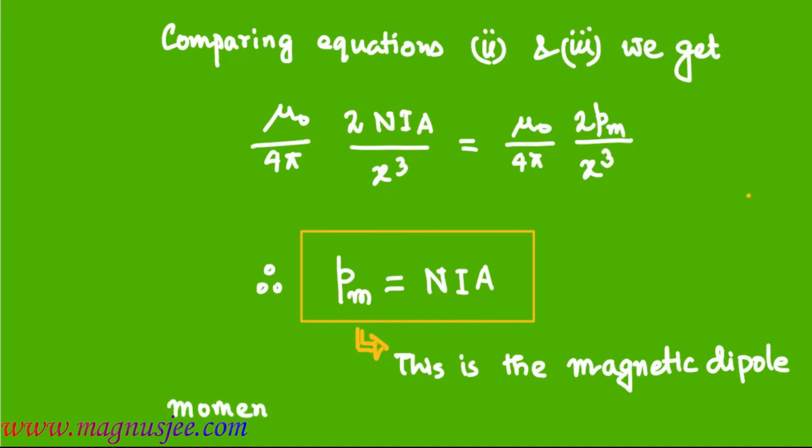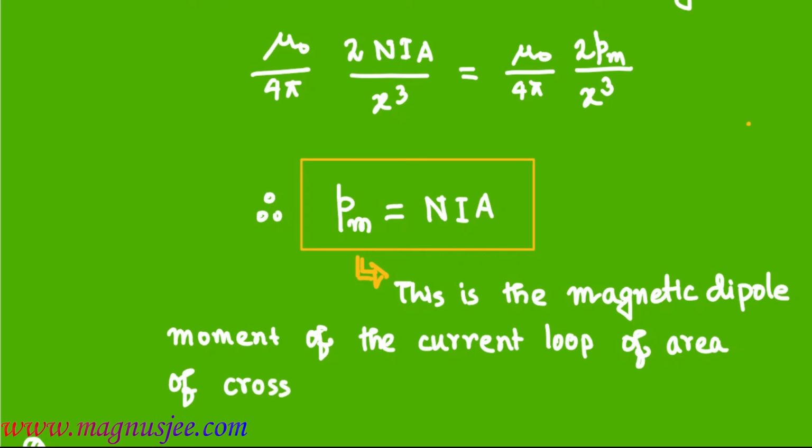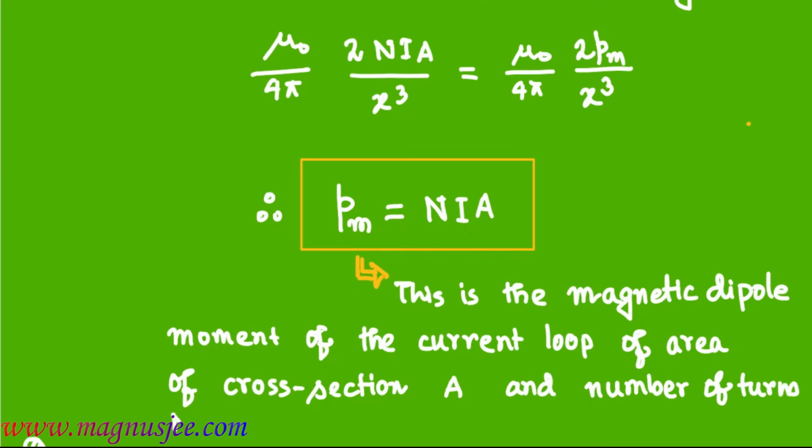Magnetic dipole moment of a current loop or circular coil carrying current I, of area of cross section A, capital A, and number of turns N, capital N. A is the area of cross section of the coil and N is the number of turns.